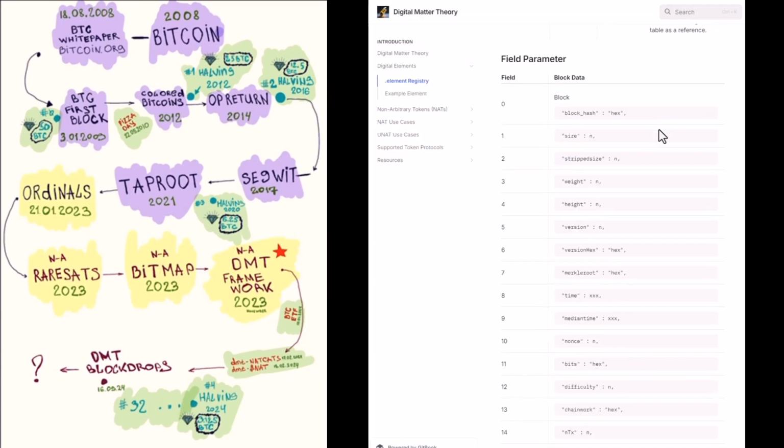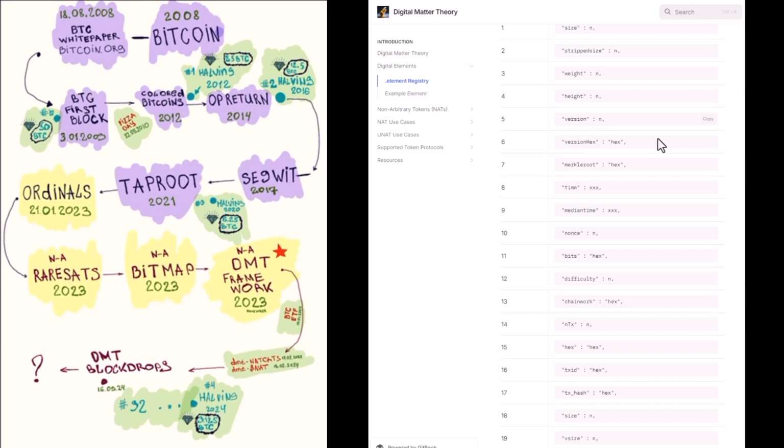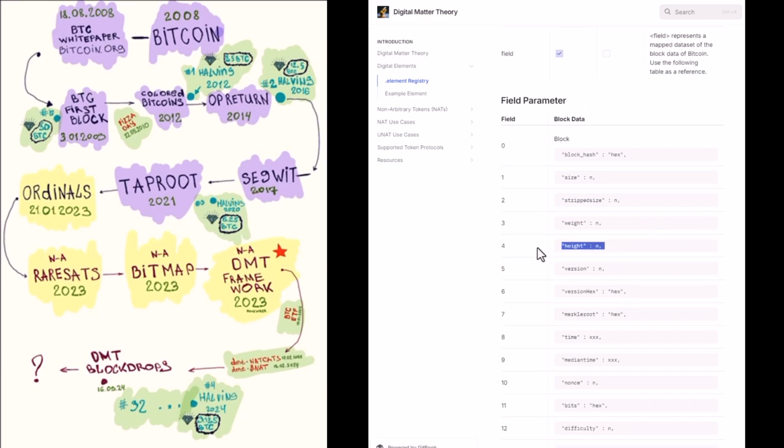At the time of recording this video, Track Indexer tracks 3 fields. The 11th field, bits, the complexity of mining. The 10th field, nonce, the numbers that miners brute force to generate a new block. And the 4th field, which is the block height. The indexing of the entities is underway, and the number of available fields will expand.